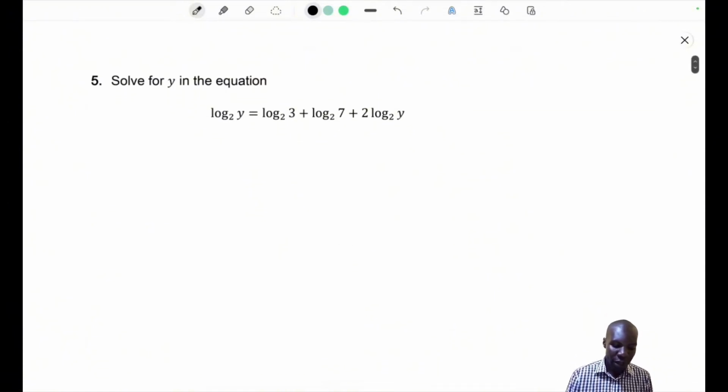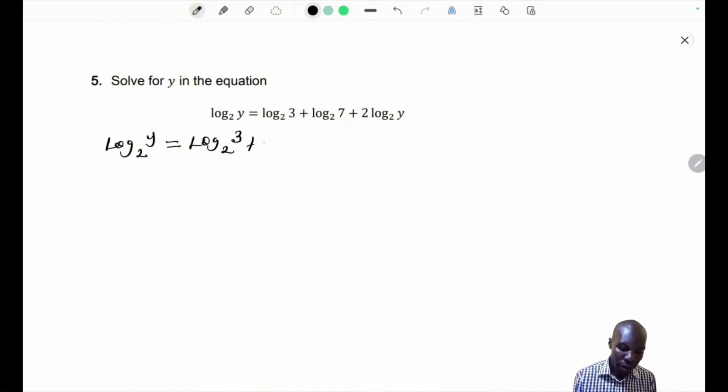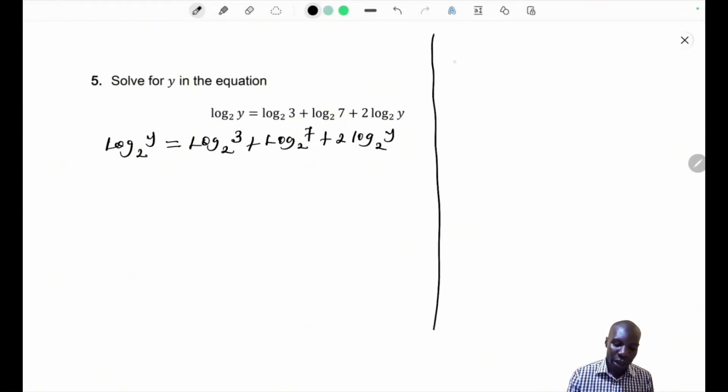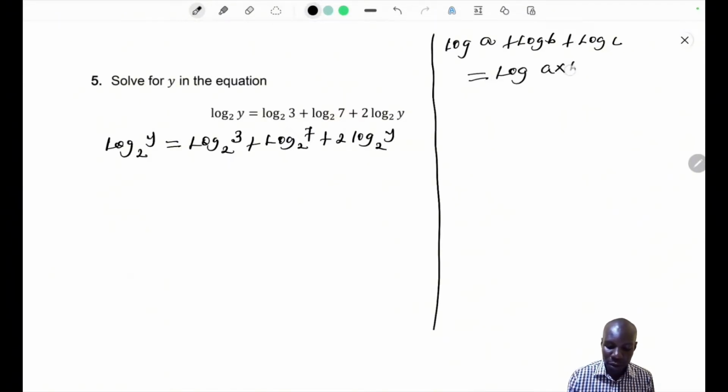Number 5. Let's look at number 5. Solve for y in the equation. We are given log of y to base 2 equals log of 3 to base 2 plus log of 7 to base 2 plus 2 log of y to base 2. So we know that if we have log of a plus log of b plus log of c, this is the same as log of a times b times c.